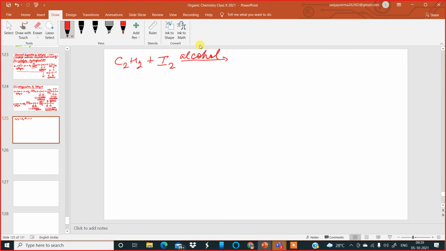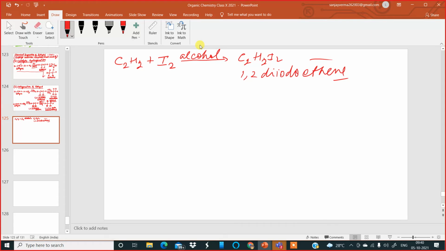So we use alcohol over here. So ethyne reacts with iodine in alcohol medium to give C2H2I2. So this one is acetylene diiodide, or we can say 1,2-diiodoethene. Okay, the reaction stops over here because the reaction happens with a lot of difficulty. So this is the second chemical property of ethyne, reaction with halogens.